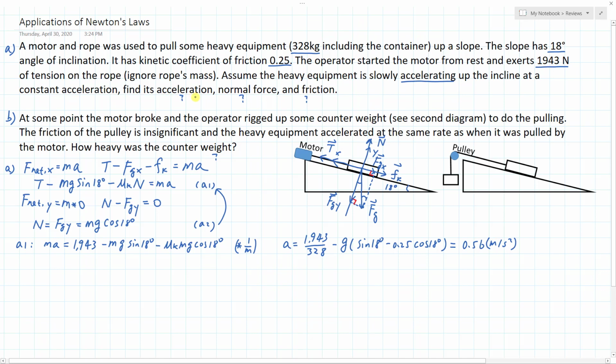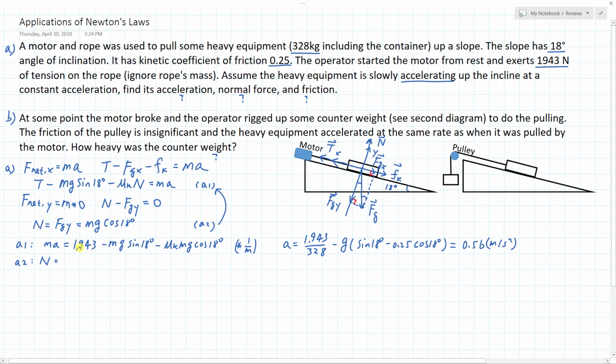So the acceleration is solved, and the normal force, we could go back to A2. So A2, this equation right here, we probably could have done it over here.